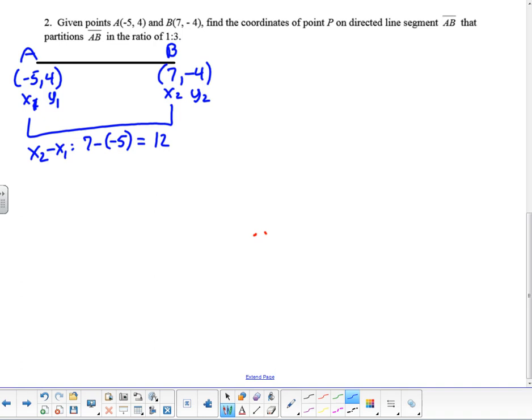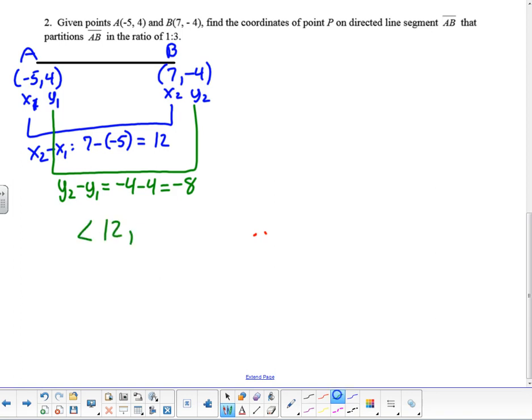And if we think about that, if we're going from negative 5 to 7, that means we've gone up 12. Now for the y components, so we're going to do y2 minus y1, which would be negative 4 minus 4, and that means negative 8. So that means we're going down 8. So we go from 4 to negative 4, and that's down 8. So we found our components. If we wanted to put them in that component form, we'd write it as 12, negative 8.